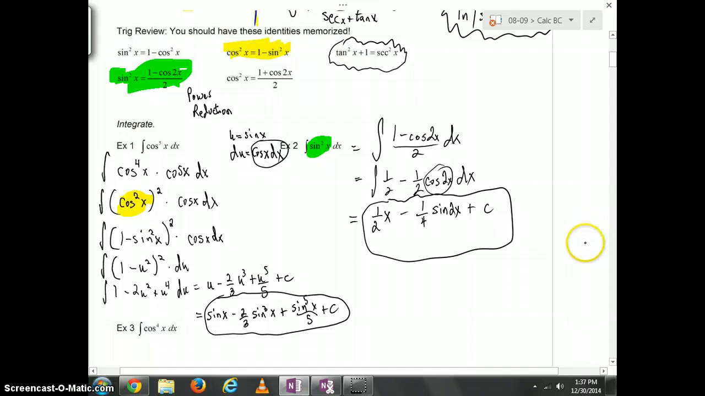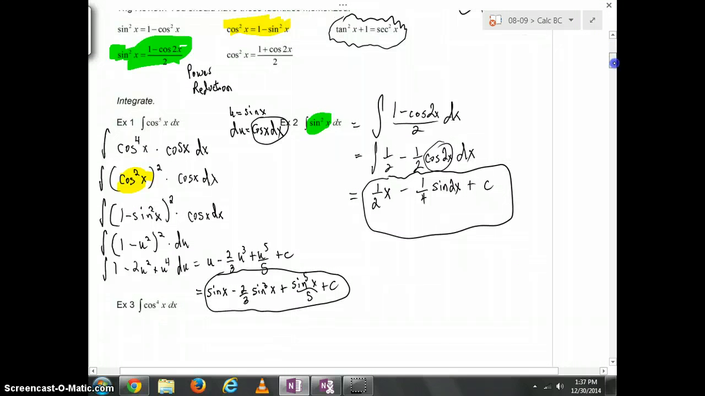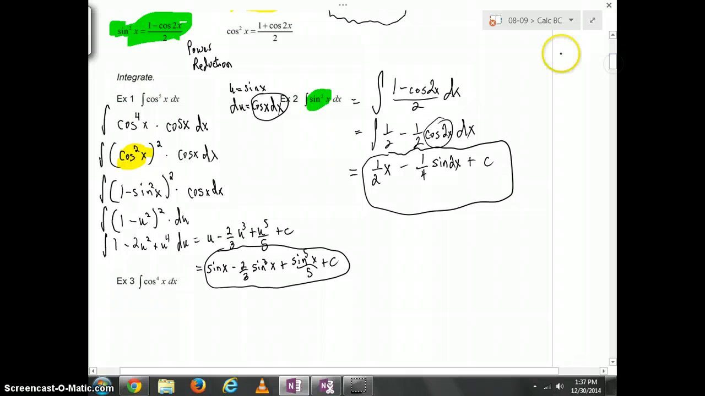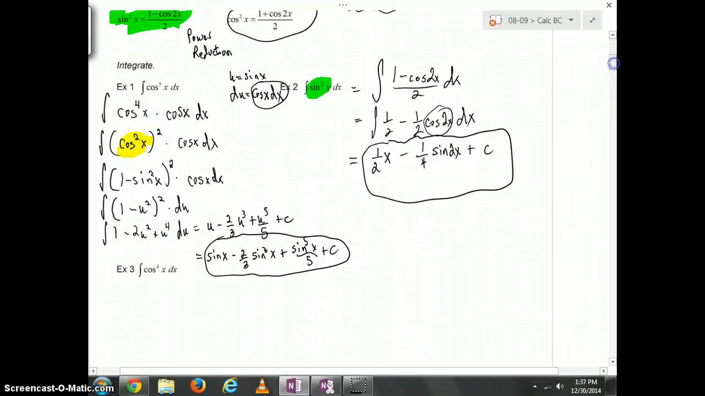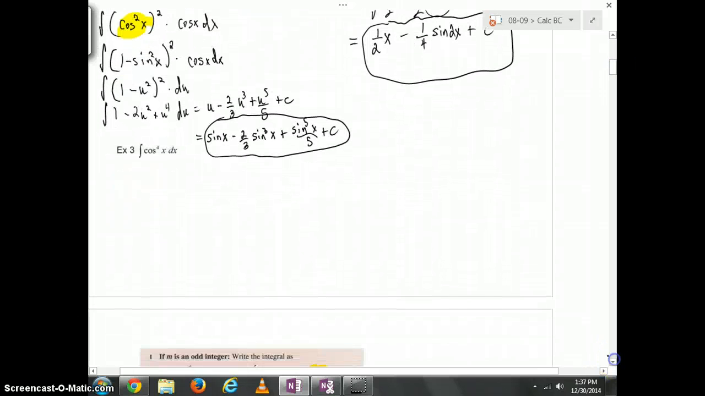You might wonder, of course, what to do if our even power might be a little bit higher, perhaps like a fourth power. And not surprisingly, we are going to use the other power reduction formula up here, cosine squared. We're going to have to get to that in just a moment, though. Let's see how we might proceed.